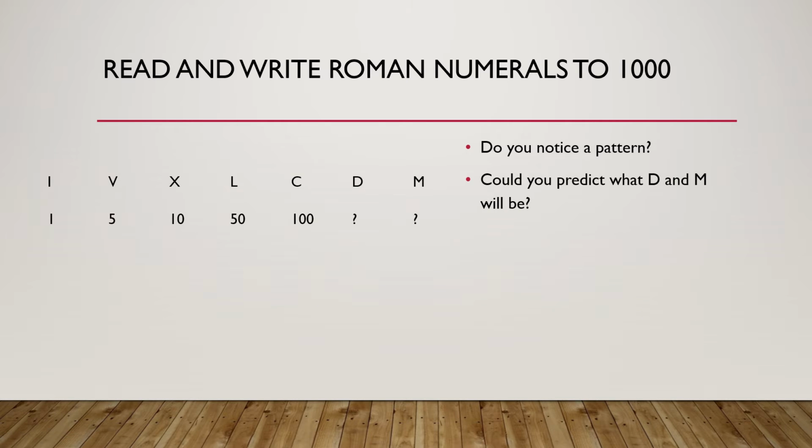So, looking at this, we've got 1, 5, 10, 50, 100. Do you notice a pattern? Could you predict what D and M would be? What do you think it is? Write it down now, and then we'll see if you're right. Well, if you spotted the pattern, you'll know that here we're going 1, 5, 1, 5, 1. So this again is going to be 500. And then after D is going to be 1000.